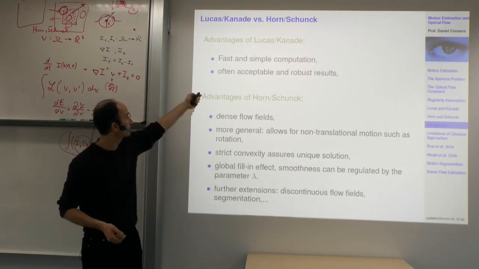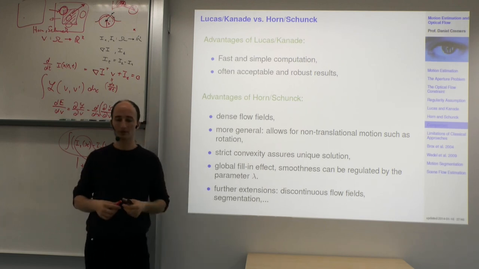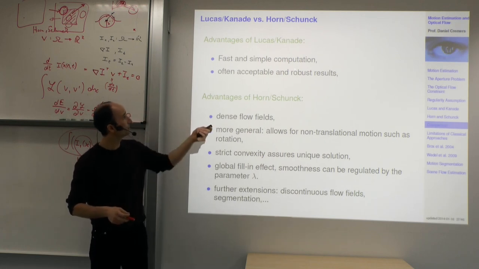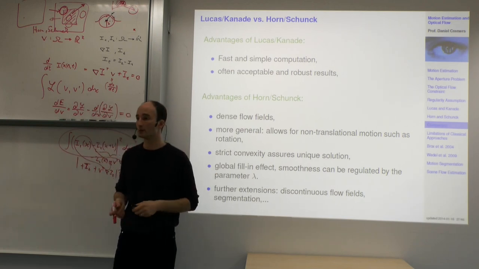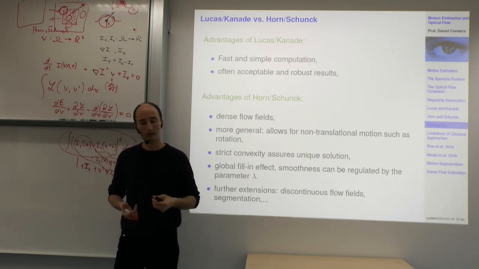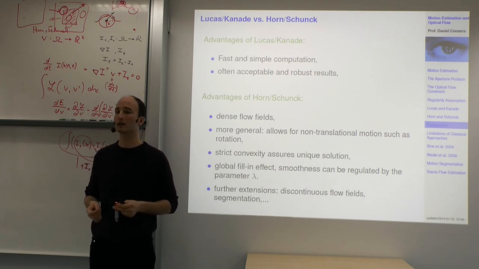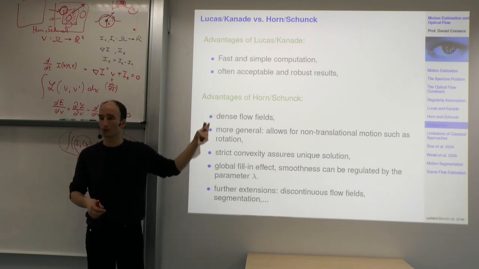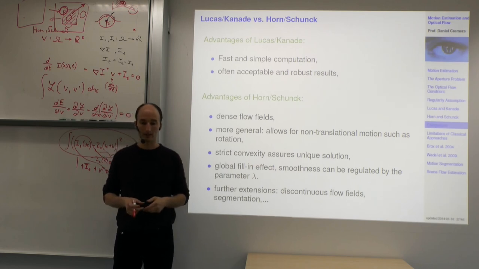So definitely the Lukas Kanade is fast, and still faster, even with all the GPUs, than the variational approaches. It's very simple to compute, and it often gives acceptable results and is fairly robust in practice. We saw some results and it's okay. It's not terrific, but it's okay. And so depending on what you want, even today, if you want a really fast algorithm that runs, say, on a smartphone without a GPU, you might want to use the Lukas Kanade. It's simple, it's fast, it's easy to implement.